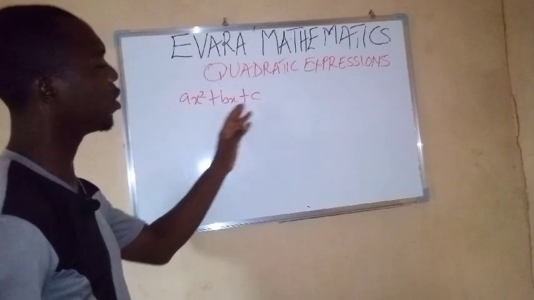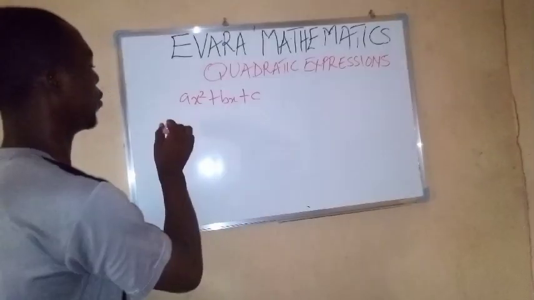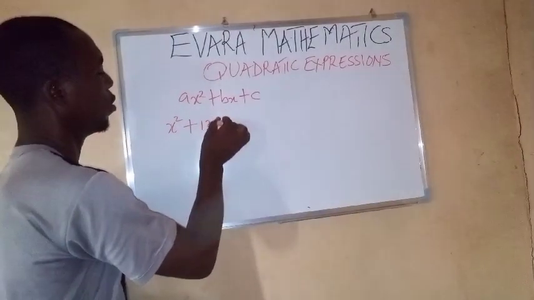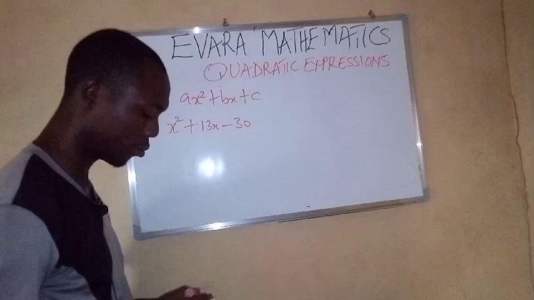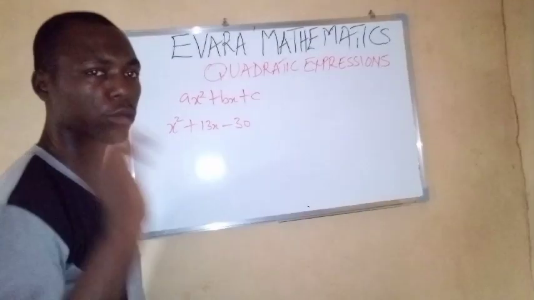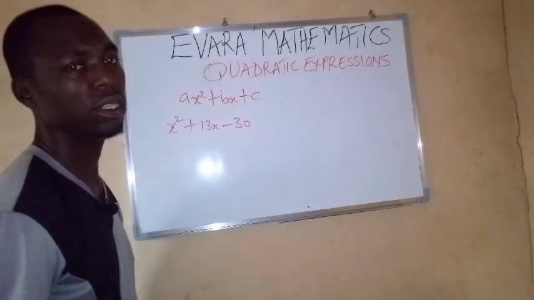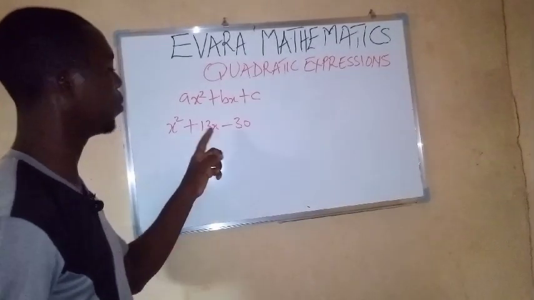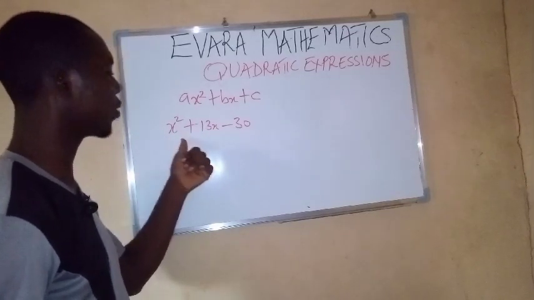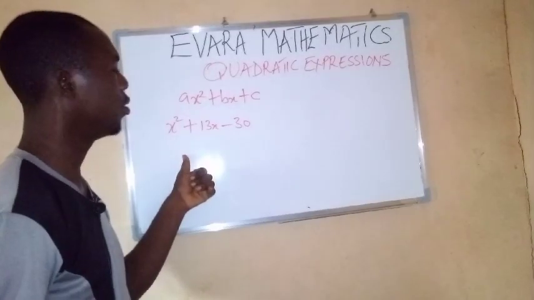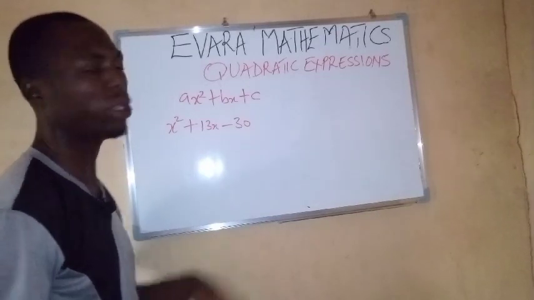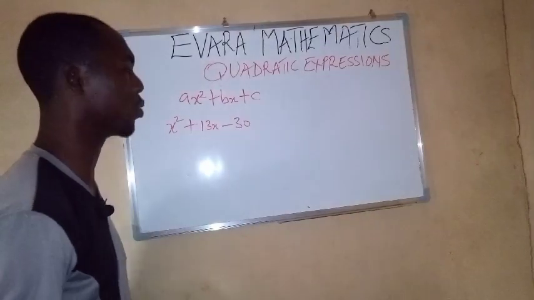So when you are given an expression in this form, let's take for instance x squared plus 13x minus 30. In factorization, you must bring out something that is common to all the terms. Now, we have x squared plus 13x minus 30. There is something common to x squared and 13x, that is x. But 30 does not have anything in common with the remaining two terms. So how do we now factorize it? How do we now bring out the common factor?